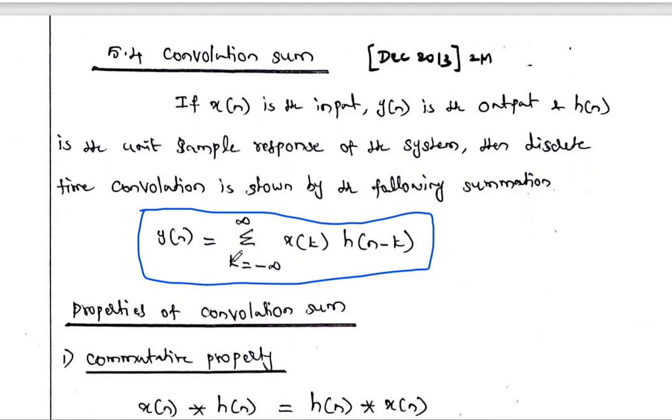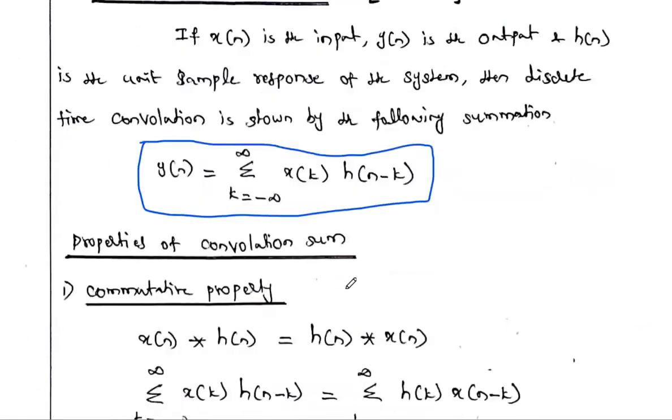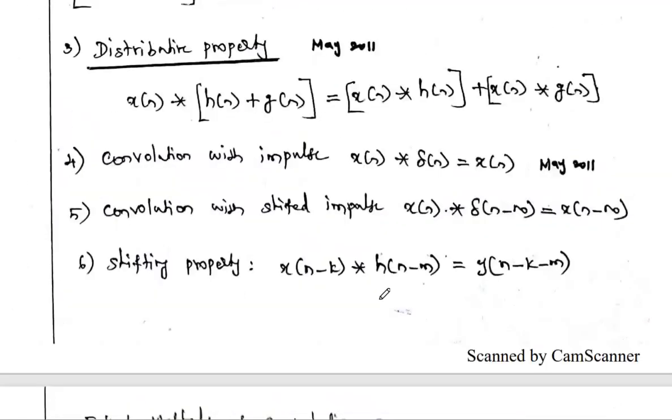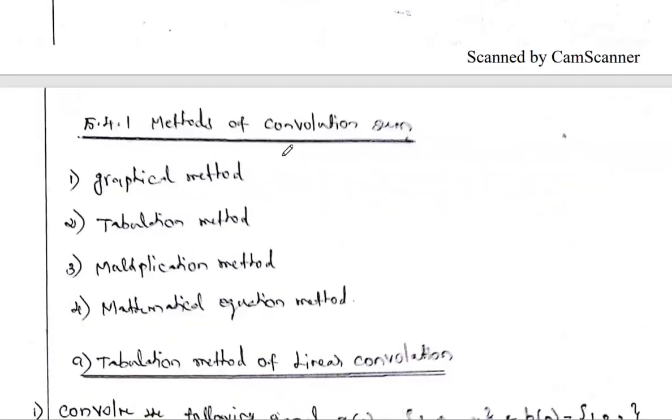Now we are going to solve problems related to this convolution sum. There are many methods to perform the convolution sum. The first method is the graphical method. The second one is the tabulation method. The third one is the multiplication method. And the fourth one is the mathematical equation method.